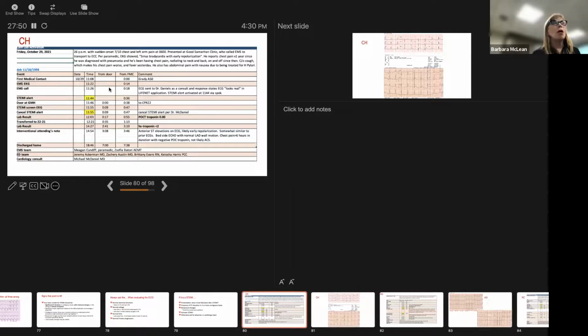Okay, let's start off with CH here. This is a 26-year-old with a sudden onset of 7 out of 10 chest pain and left arm pain. Started at 6 in the morning, presented at Good Sam Clinic, who called EMS and asked to transport the patient to Grady Hospital to the emergency department. Per the paramedic, the EKG shows sinus bradycardia with early repolarization, which means he's got ST segment elevation. He's had chest pain times 1 year since he was diagnosed with pneumonia. So he's had chest pain for a year, which makes you think, well, this might not be cardiac, right?